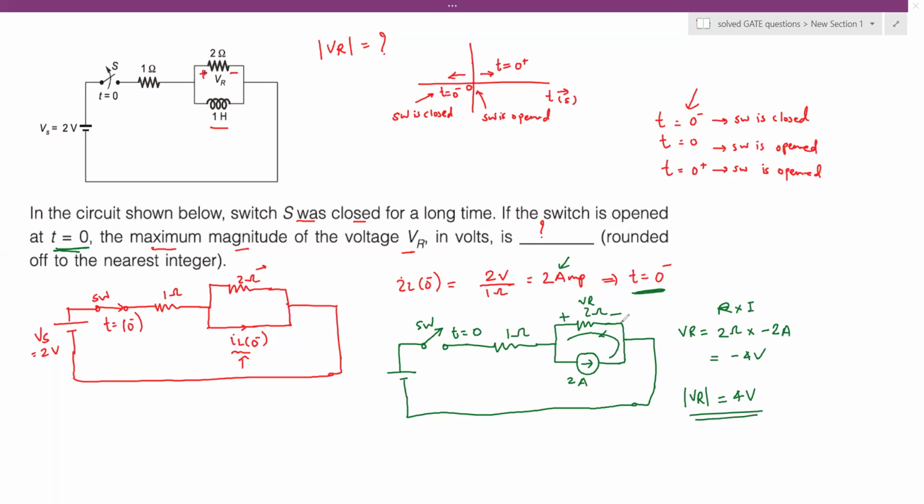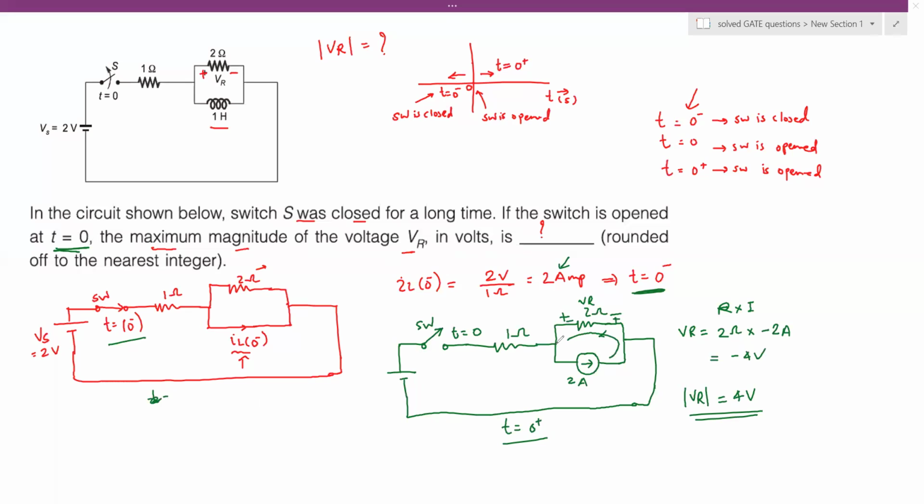So obviously, if we take the drop like this, plus here and minus here, then it will be 4 volt. But now we are asked to take the drop as shown. So this is your circuit at t equal to 0 plus. This is the circuit at t equal to 0 minus, and this is the circuit at t equal to 0 plus.